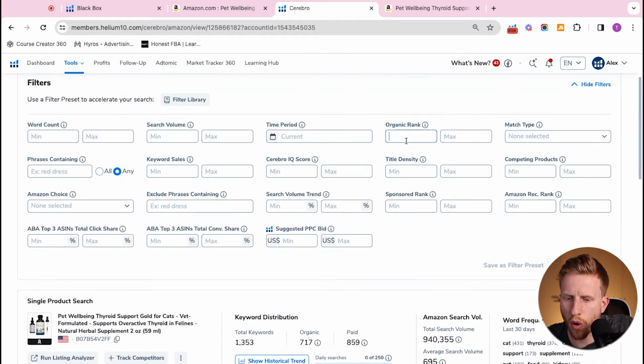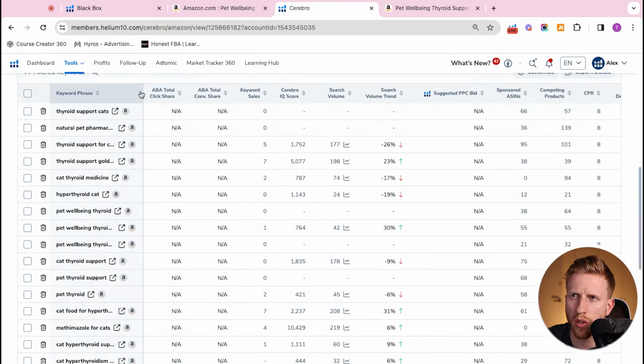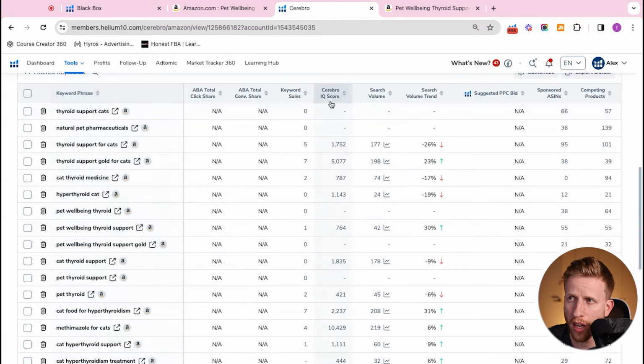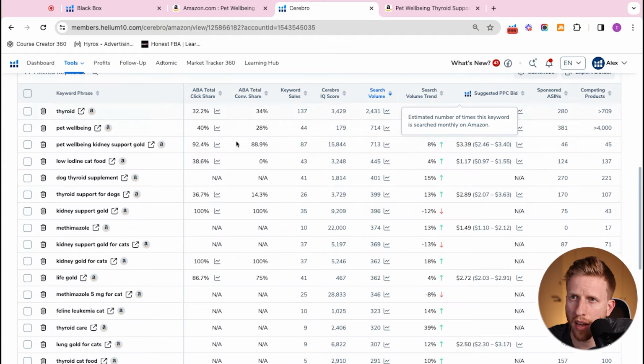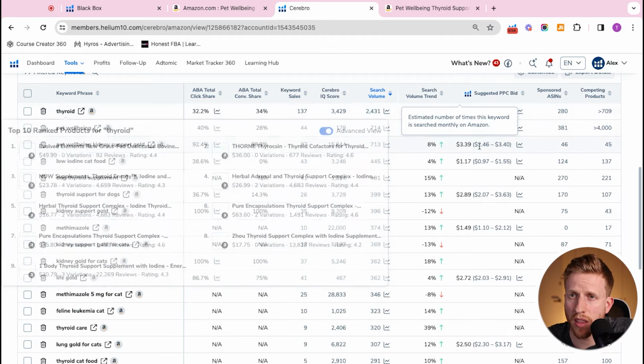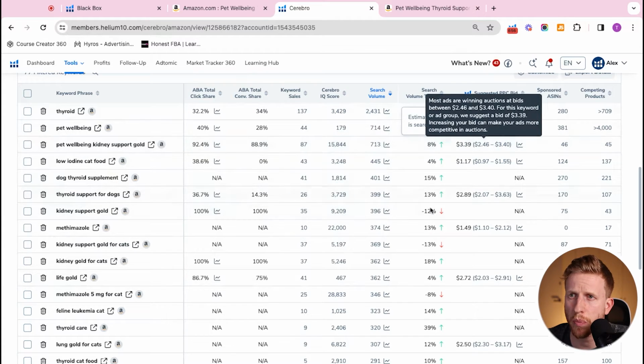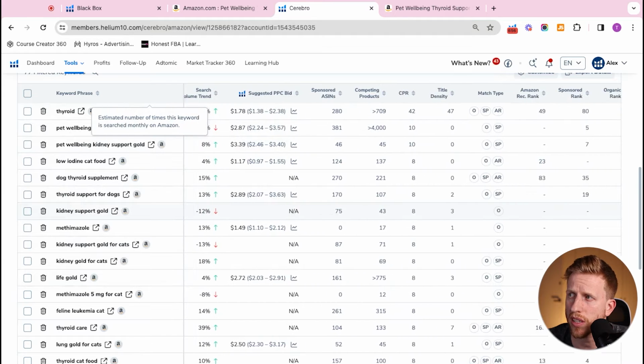So what this is going to allow us to do is look at the overall niche. So I'm going to filter now between positions 1 and 25. And I'm going to hit this. So what this is doing is it's filtering for all of the keywords that this product ranks for organically. So that means that this company doesn't have to pay for this product to appear for this keyword. So let's have a look, right?